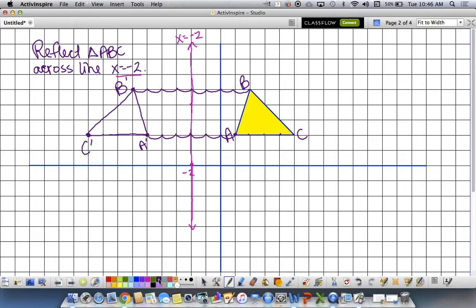What if I gave a different instruction? Let's find a color I haven't used. Different problem. Can you reflect ABC across, let's see, across the x-axis?